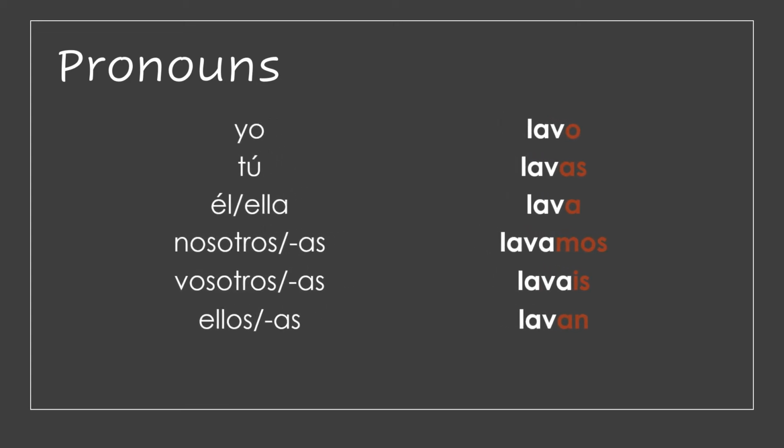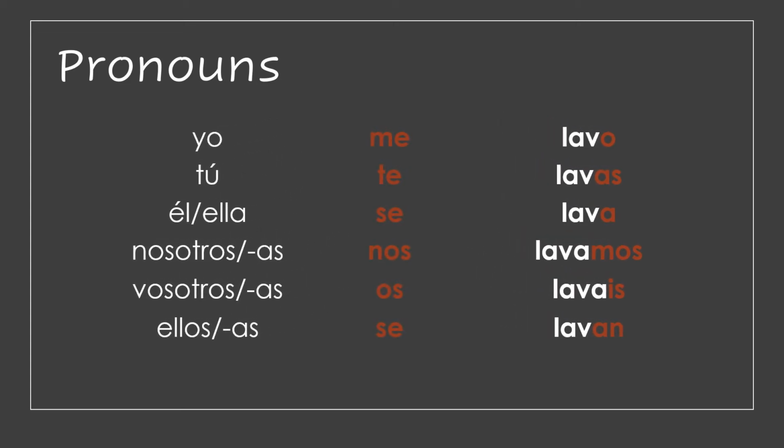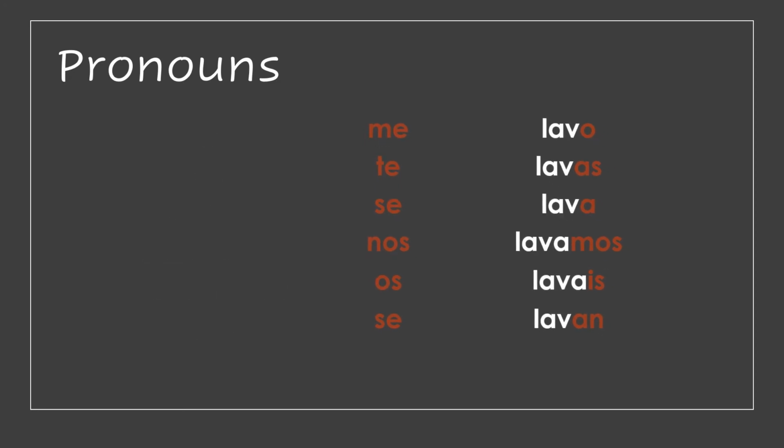Then, the reflexive pronouns go before the verb. We have me, te, se in the singular. Notice we don't change gender for any of them, and nos, os, se in the plural. The pronoun always goes right before the conjugated verb. Like always, the subject pronouns are optional, and very often we will not use them at all in Spanish. We will simply use the reflexive pronouns me, te, se, and the verb.